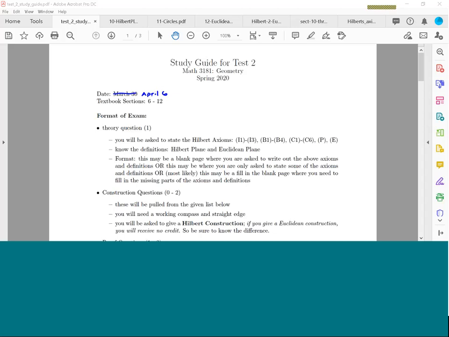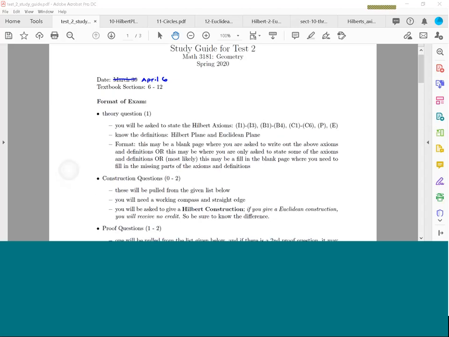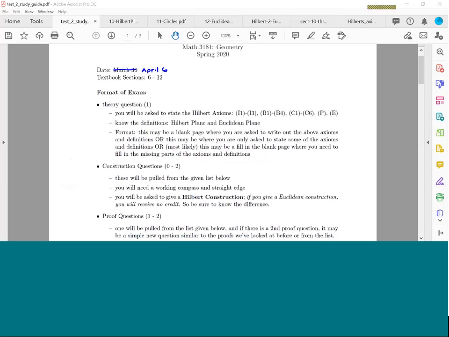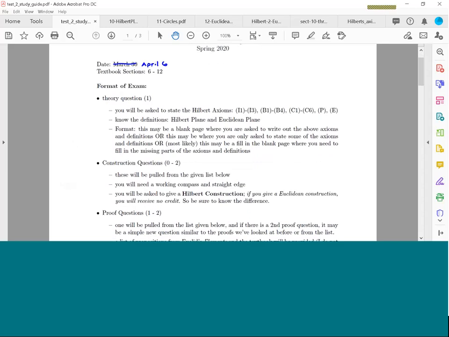So this is exactly the same study guide that I posted way back when, I think it was during spring break-ish. I don't remember the exact time, but it's been a while. I have not touched this document since then. This is before we went online, so there are some changes. First thing is this theory question.